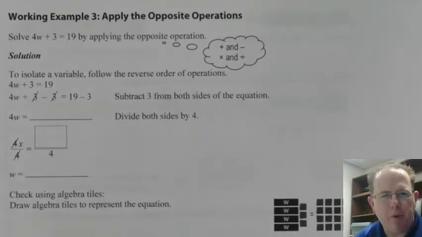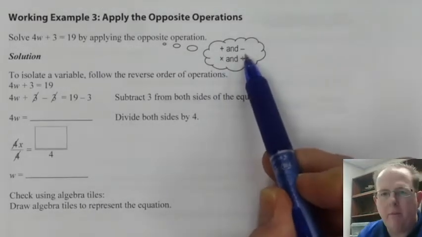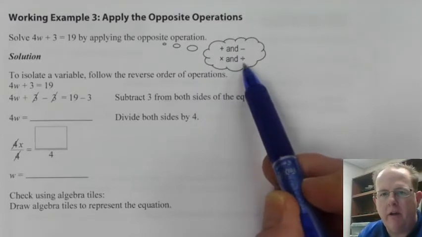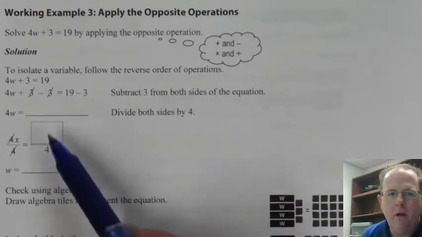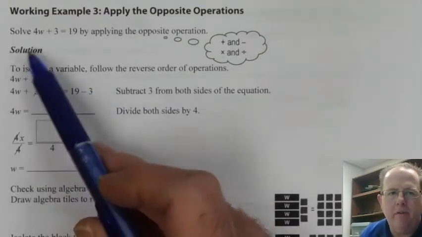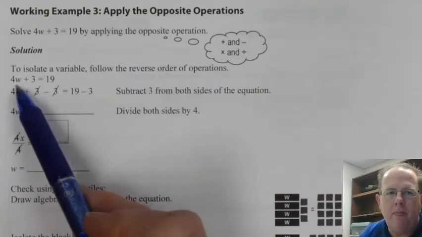Here we go with working example number 3. Apply the opposite operations. Solve 4w plus 3 equals 19 by applying the opposite operation. Remembering that adding and subtracting are opposite operations, and multiplying and dividing are also opposite operations. So, to isolate the variable, w in this case, we're going to follow the reverse order of operations.